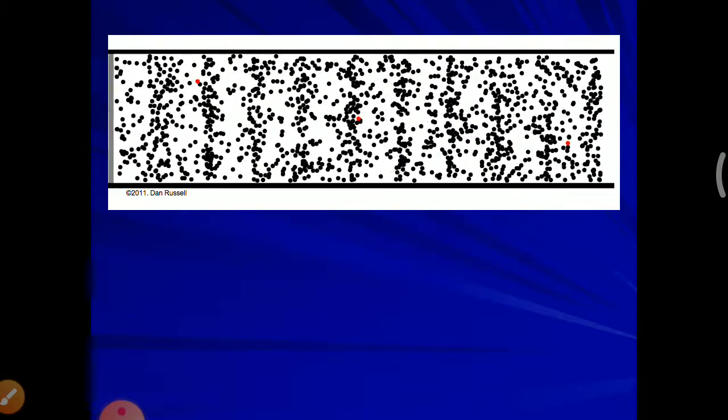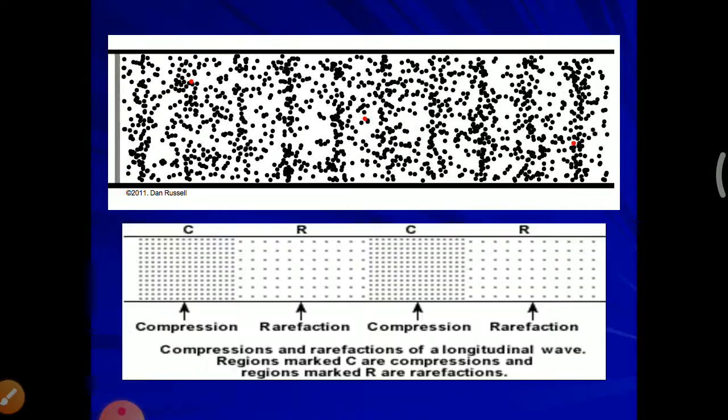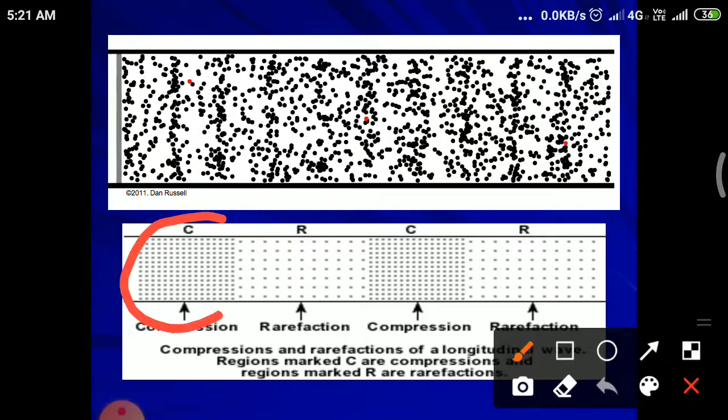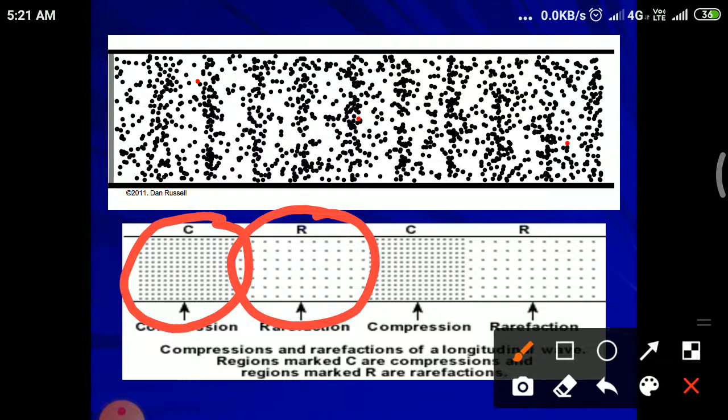The particles in the medium are moving like that. In a compression area, the particles are more. In a rarefaction area, the particles are less. So these are the parts of longitudinal waves.